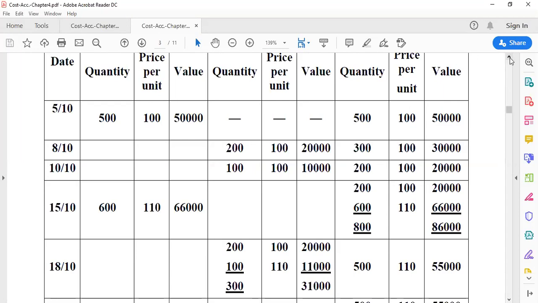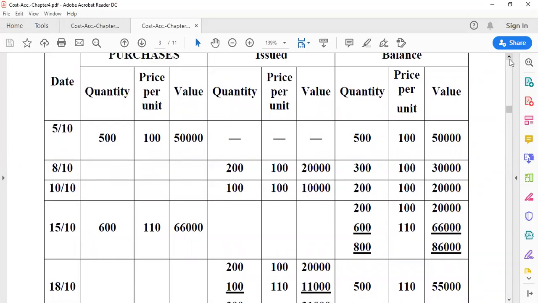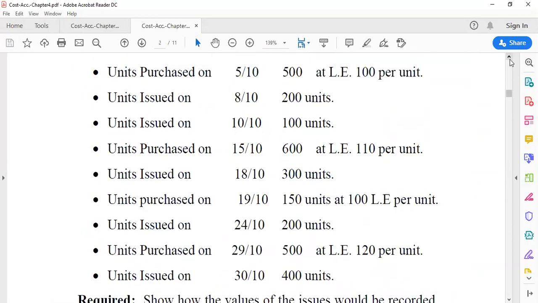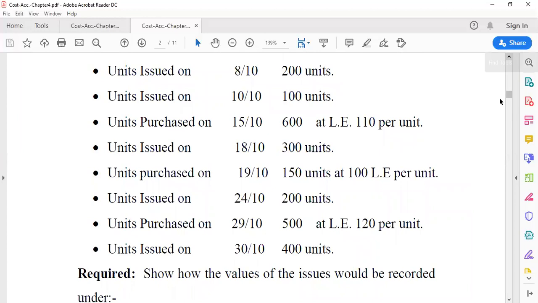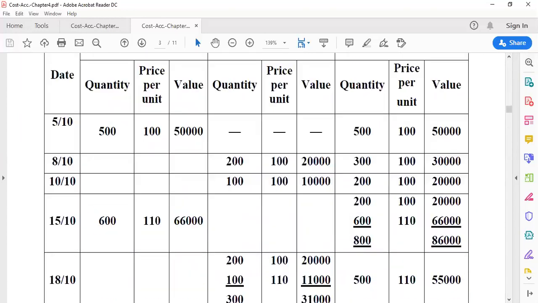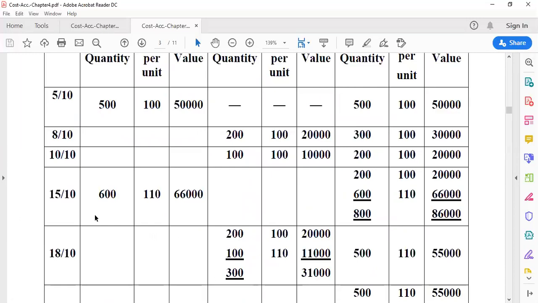What about the next date? If you go to the next date, which is 15 October, you will see that we purchased another amount of 600 units, but at another price, which is 110 LE. I need to record that we have another type of purchase with a new price. So I will go back to my schedule and put under 15 October 600 units at the new price, 110, to get the value.